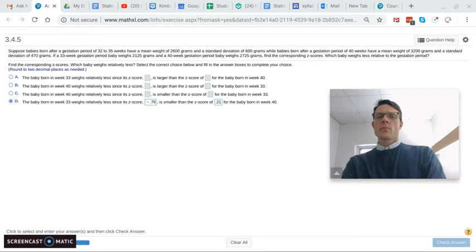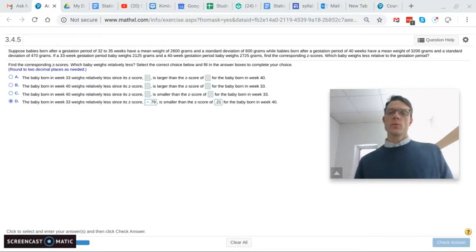So we know the average and standard deviation of babies born from 32 to 35 weeks, and we know the mean and standard deviation of babies born after 40 weeks. So we have a way that we can compare them with z-scores.